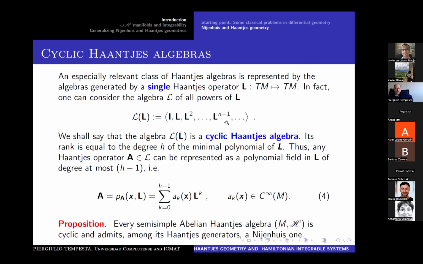In this case, we talk about a cyclic Haantjes algebra. And then the rank of the algebra is equal to the degree of the minimal polynomial of this operator. So we can think about the polynomial operators generated by this operator L, and these kinds of structures are cyclic Haantjes algebras.